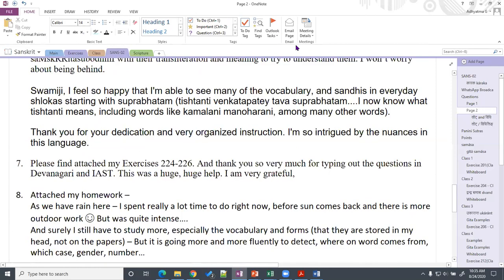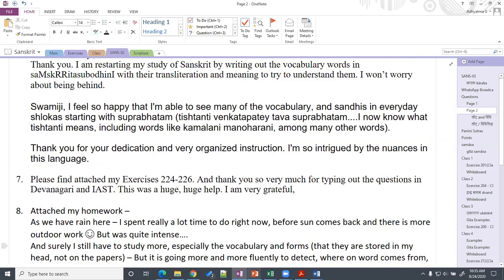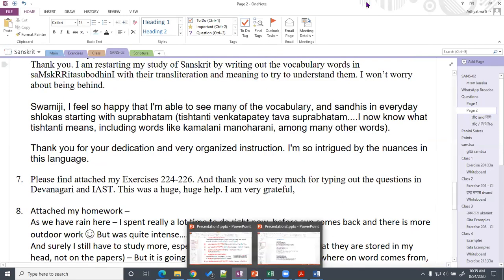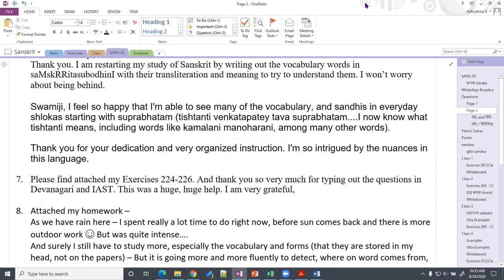So with this, I'll just stop the class with the prayers. And as I said, please feel free. And the exercises for this week would be for the next two chapters. We will post these exercises very soon. So from chapter 14 and 15 from Sanskrit Subodhini, the book which we are following.